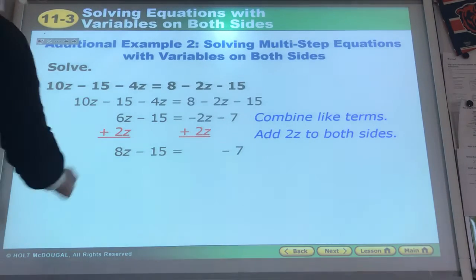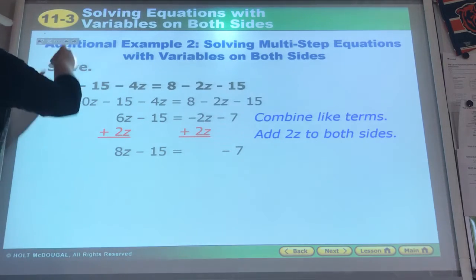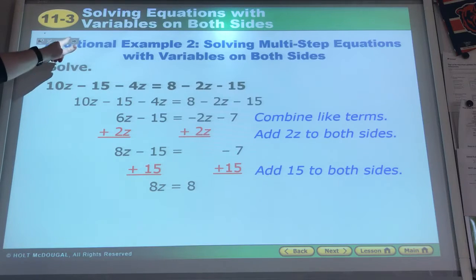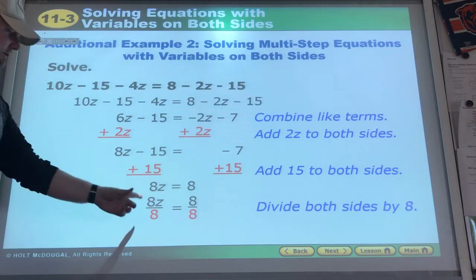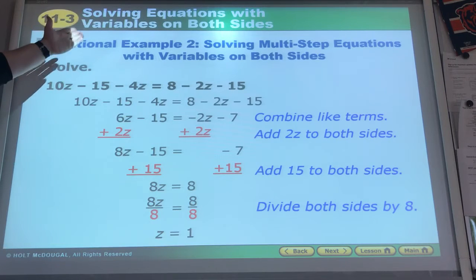So we were at 8z minus 15 equals negative 7. Then we're going to add 15 to both sides. When we do that, now we get 8z equals 8. We use inverse operations, divide by 8, divide by 8, and we get z equals 1.